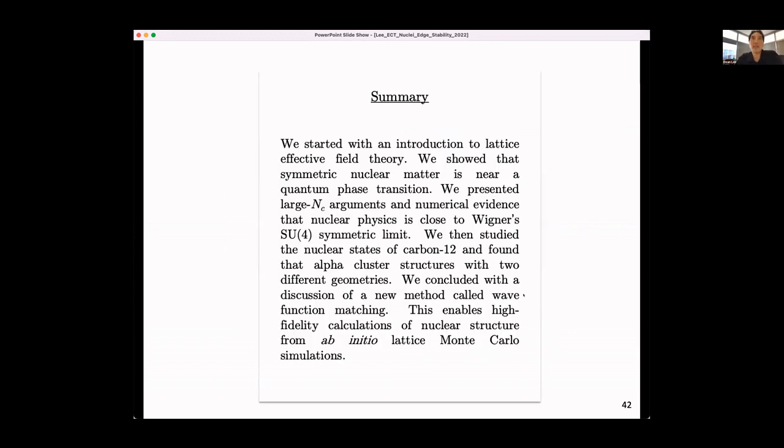Okay, so let me summarize now. I started with the introduction to lattice effective field theory, then showed that symmetric nuclear matter is near a quantum phase transition, and talked about some large N_C arguments that nuclear physics is close to Wigner's SU(4) symmetric limit. Then we studied nuclear states of carbon-12 and found alpha cluster structures with two different geometries. And then we concluded with a discussion of wave function matching. So I'd like to thank you very much for your attention, and I'd be happy to answer questions.